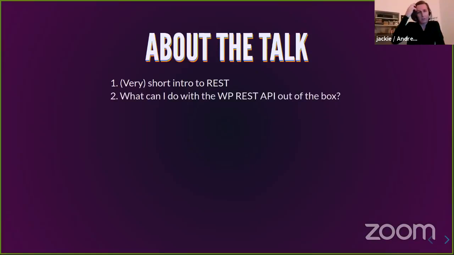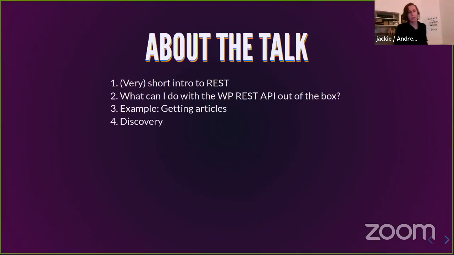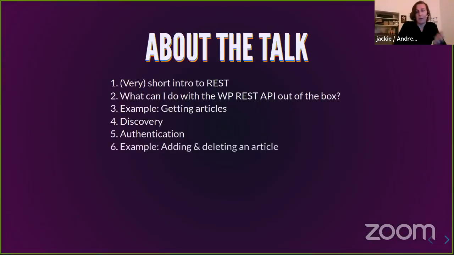But then I will tell you about what you can do with the WordPress REST API out of the box, with an example where we will be getting an overview of recent posts on a blog. Then we'll talk about discovery. So how we can actually discover what the REST API of a specific WordPress provides, what we can do with it. And about authentication, because maybe we don't just want to retrieve posts or pages, but also want to manipulate them and create some. And then I have some live demo examples of how to add and delete an article.